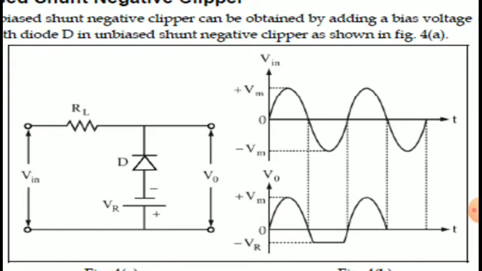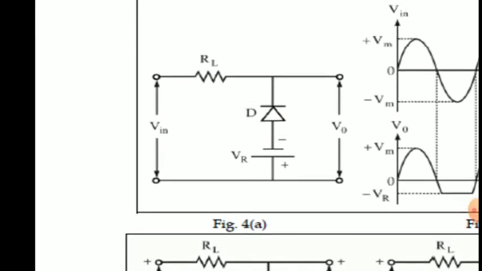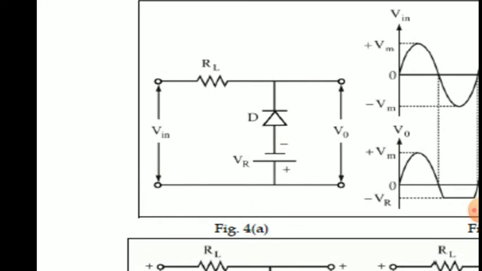Now apply the V input greater than minus VR condition. So what happens? The minus sign is applied to the N terminal of the diode, and the P terminal of the diode is applied to minus VR. Both are negative. But what we have to see is the relative voltage, that is either VP greater than VN or VP less than VN.